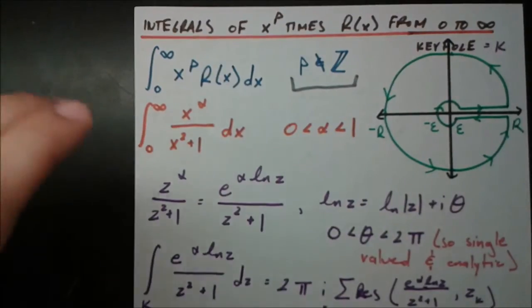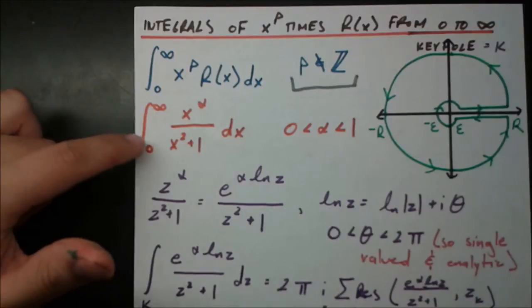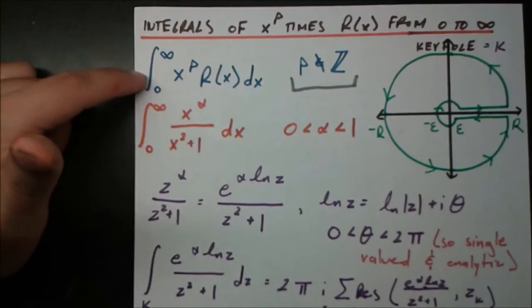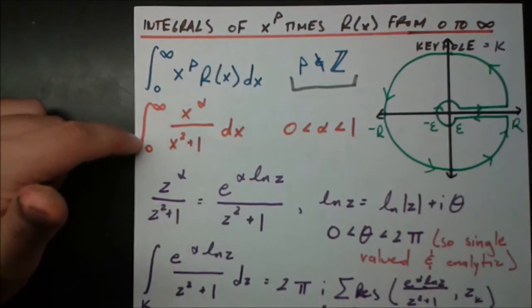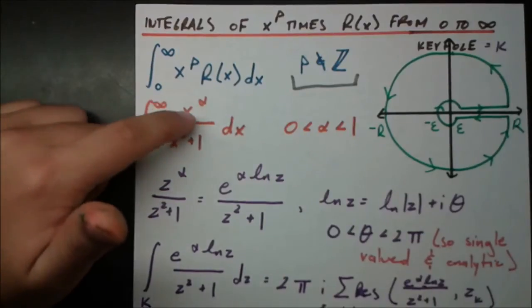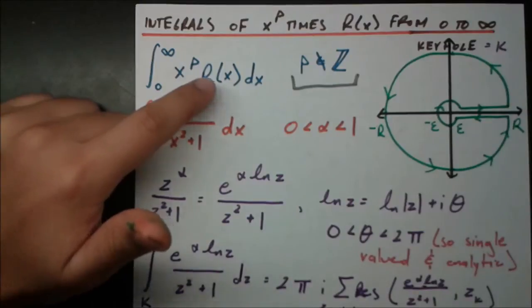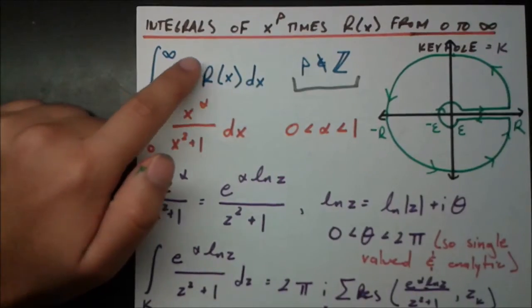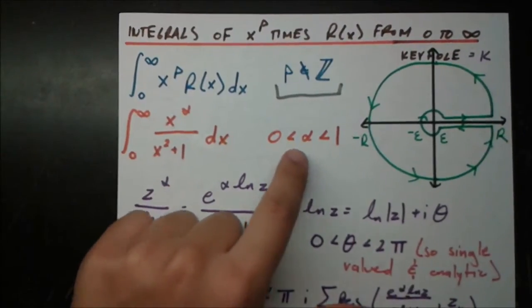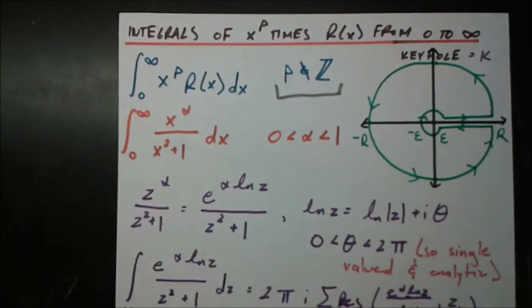So we're going to solve for this by doing an example. Here in red, I've written a special case of this general blue form, and the integral we're going to solve for is the integral from 0 to infinity of x to the alpha over x squared plus 1. So 1 over x squared plus 1 is the rational function, and x to the alpha is this x to the p. In addition, alpha is within this range. It's less than 1, but over 0. Okay, so it's a real number.